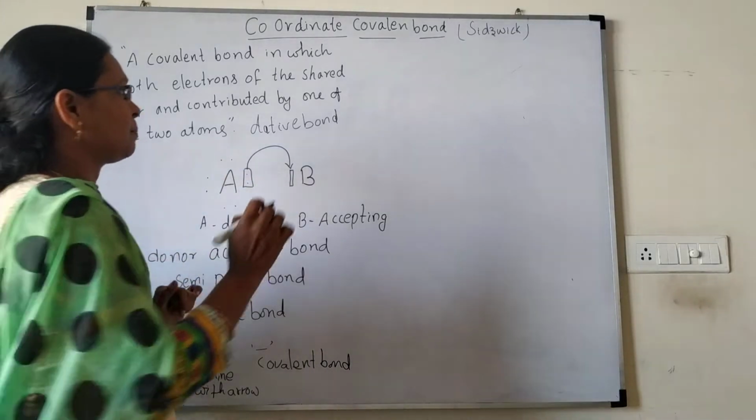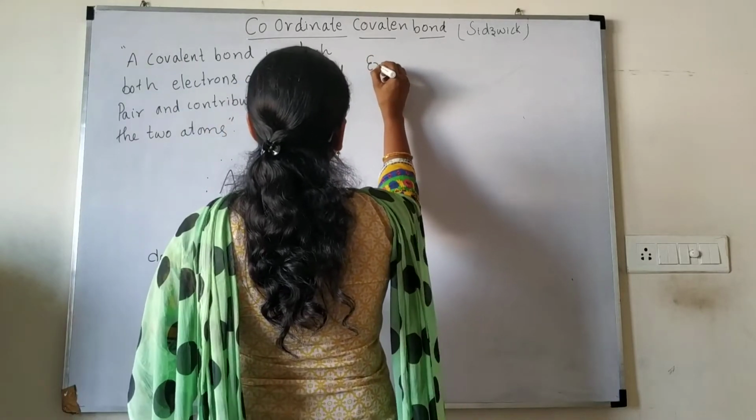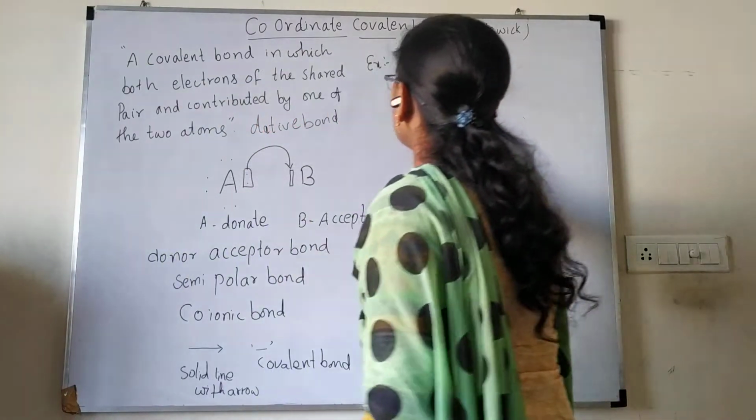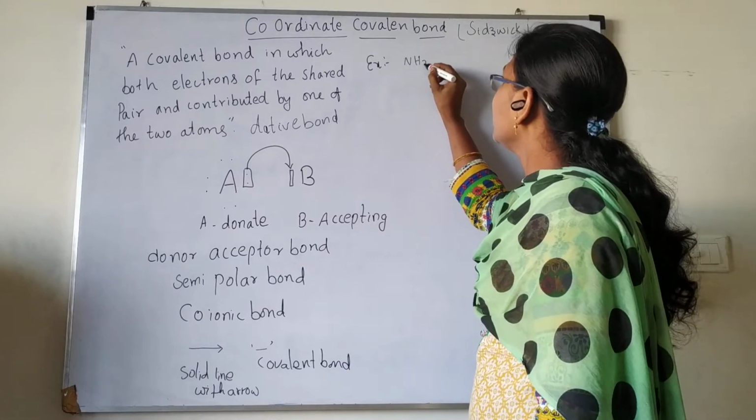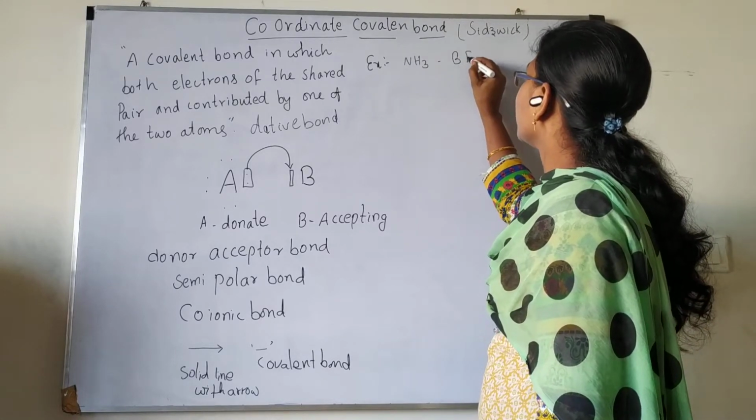Okay. For example, now I will take one example here. You see here, ammonia. The coordinate covalent bond between ammonia and boron trifluoride. How?